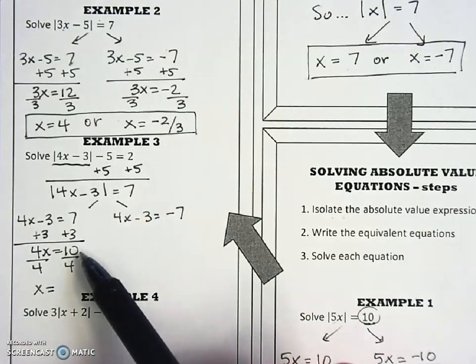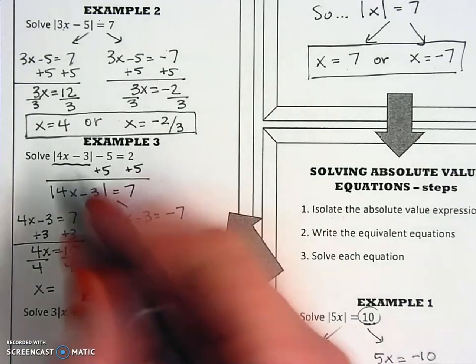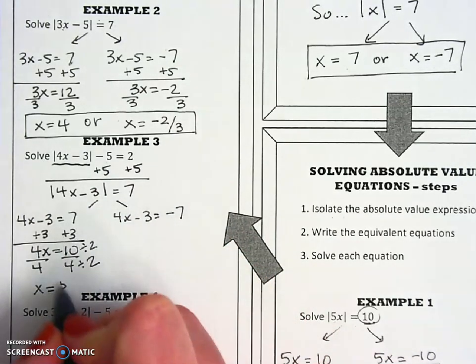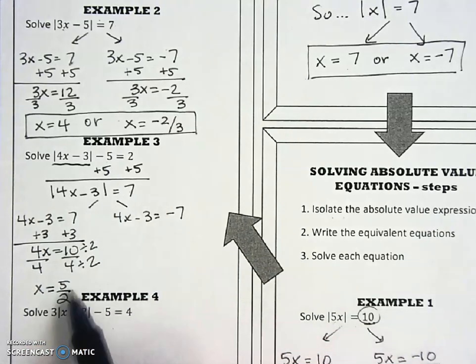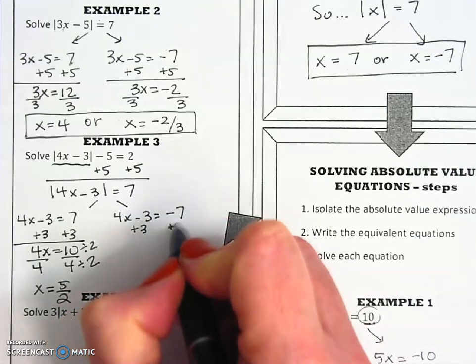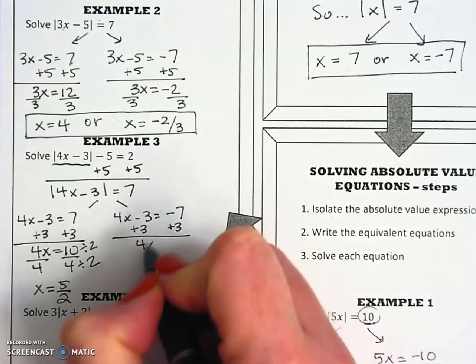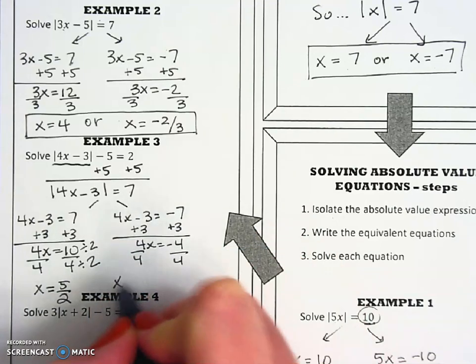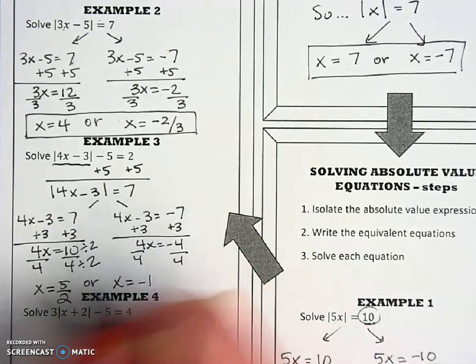So for the first equation, I have 4x equals 10. I divide it by 4, and then I can simplify this fraction by dividing both of them by 2. So x equals 5 halves from the first equation. And then the second equation, I add 3, divide by 4, and x equals negative 1.